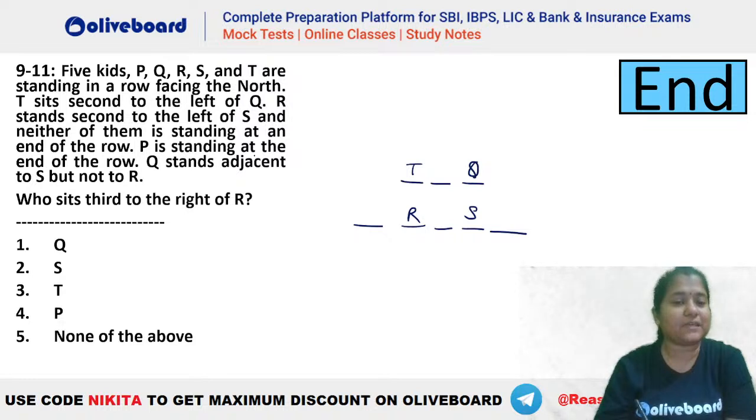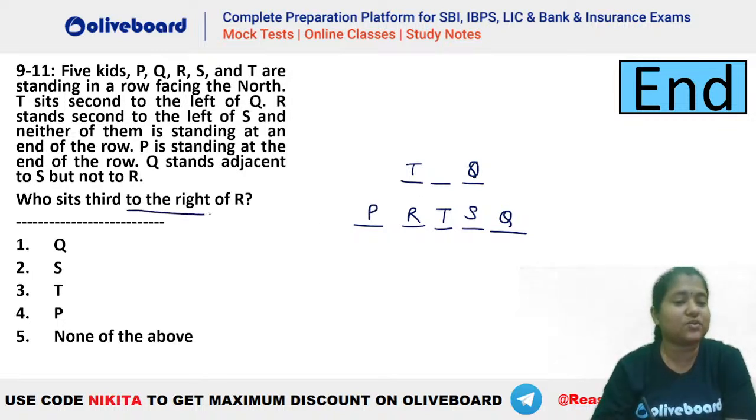This has to be the structure, right? Now it is given P is standing at the end of the row. So P has to be at the end of the row, and Q stands adjacent to S. So Q should be adjacent to S but not R. Okay. So if Q is adjacent to S but not R, how is that possible? Let's see. So you can see that Q has to be second to the right of T. So this has to be the structure, because Q has to be a neighbor of S but it should not be a neighbor of R. And P is at one of the corners.